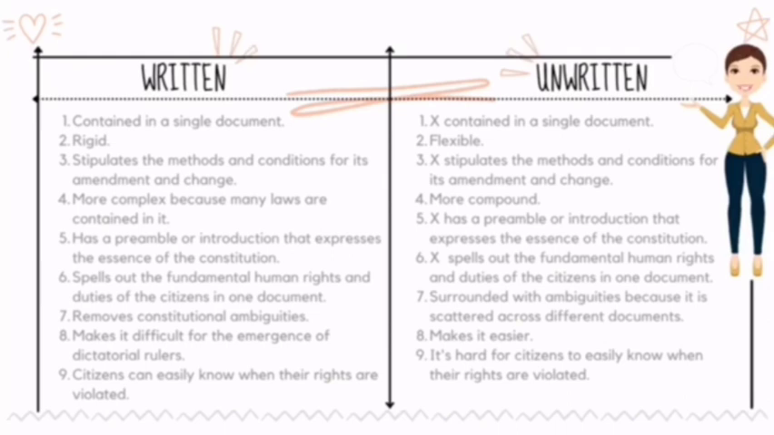Written constitution removes constitutional ambiguities, but unwritten constitution is surrounded with ambiguities because it is scattered across different documents. Written constitution makes it difficult for the emergence of dictatorial rulers, but unwritten constitution makes it easier for the emergence of dictatorial rulers. And the last one, with the written constitution, citizens can easily know when their rights are violated, but it is hard for citizens to easily know when their rights are violated with unwritten constitution.